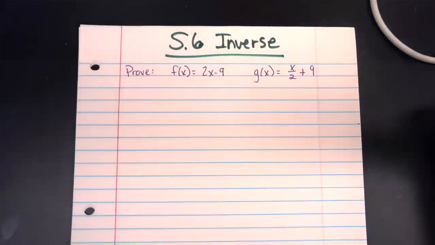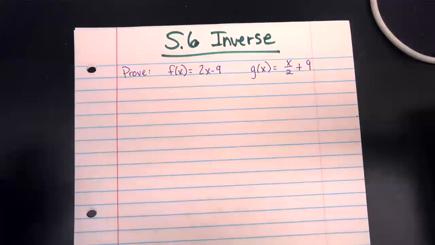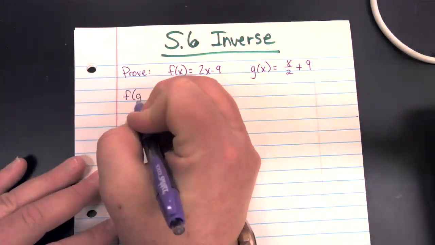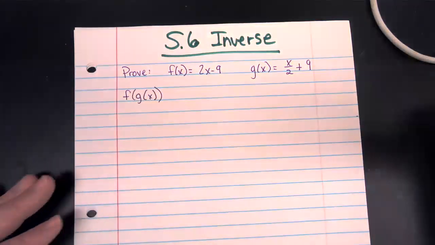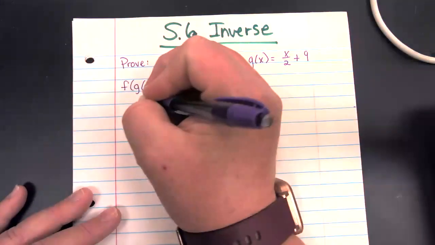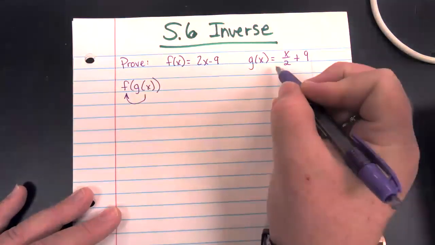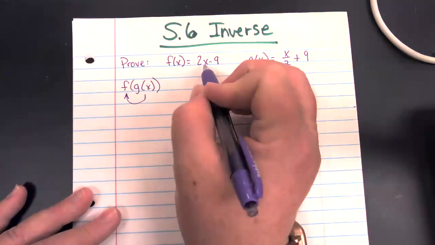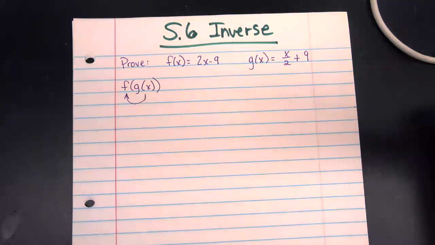Okay, so the first thing you're going to do, and it's very similar to what we did in 5.5, except this is now looking at doing this. So this really says f of g of x. So see how g of x is embedded into the f of x? Okay, that's exactly what you're going to do. You're going to take g of x and you're going to plug it in to the x on the f of x.